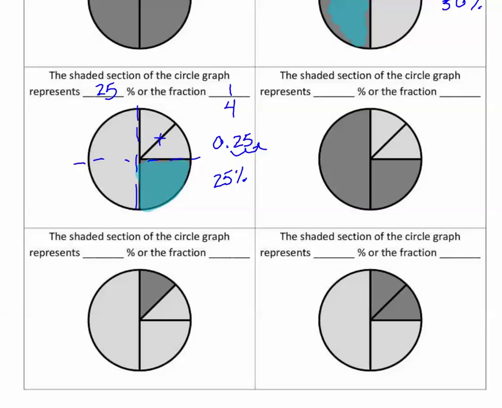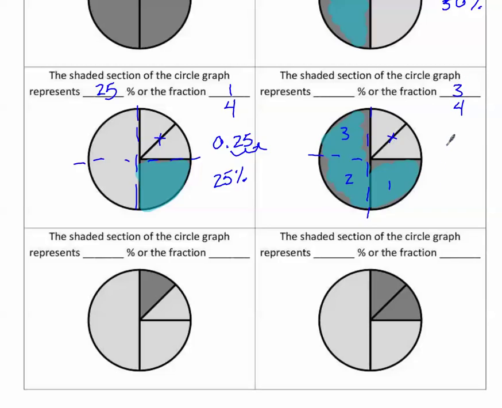All right, let's look at the next one. So we're looking at this piece plus this piece. So it says the shaded section of the circle graph represents. See how this piece is a fourth? If I take this circle graph and I cut it, I have 1, 2, 3, and I'm going to ignore this line here, fourths that are shaded.